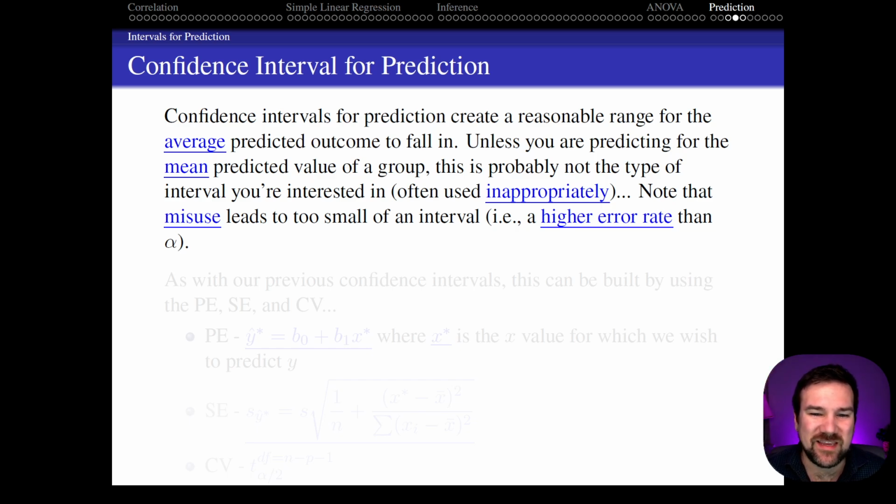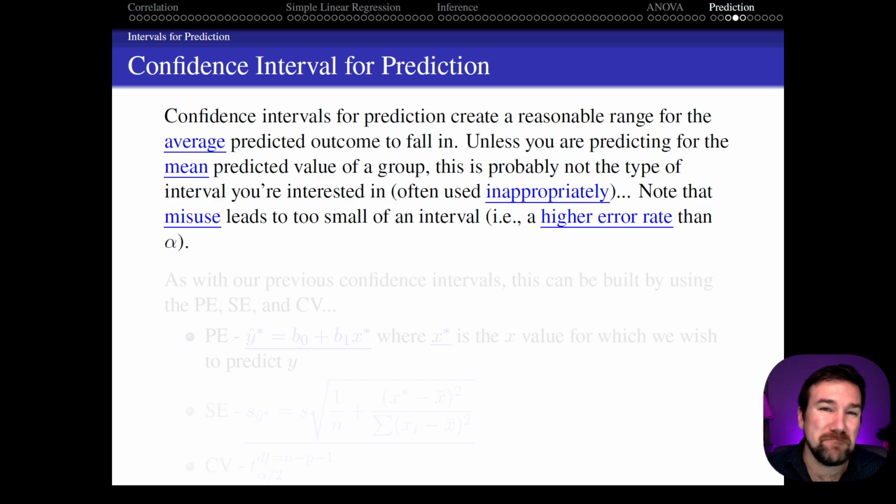So this is the mean predicted value of a group. Another way of thinking about this is that essentially what we're doing with this confidence interval is finding where the line could fall. If you think about the line, the sample line is not perfect. This confidence interval for prediction is essentially where the line or the average value could fall. It's another way of looking at it.